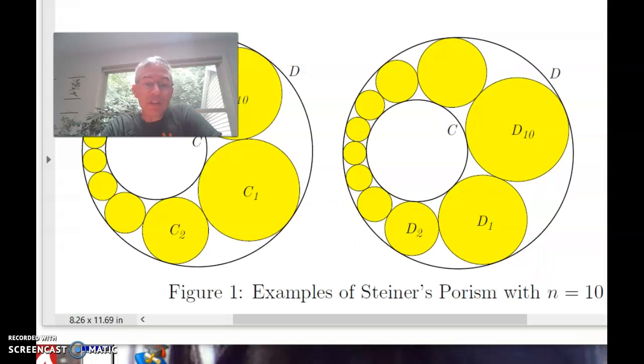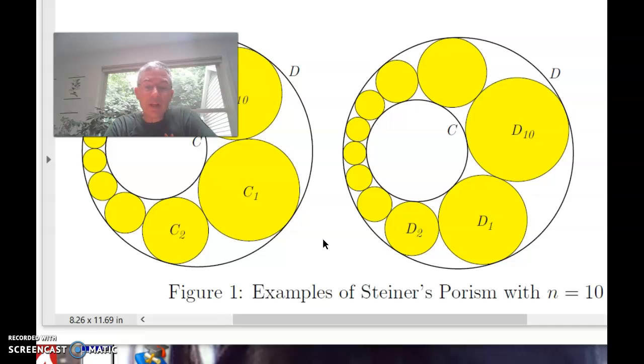Our main goal with inversions in this course will be to prove theorems in geometry. I have an example of a theorem here called Steiner's porism. We will prove this result. We'll also see how, maybe if time allows, how to use inversions to create a picture like this one.